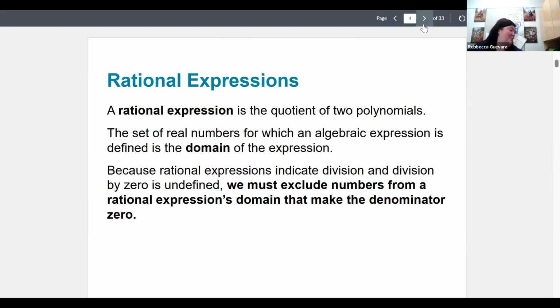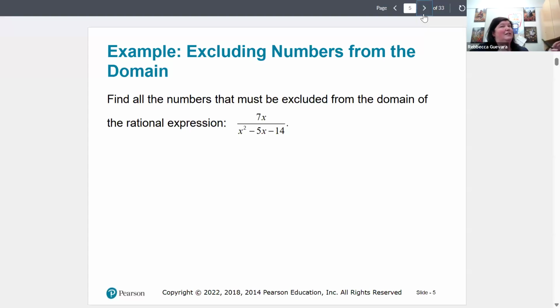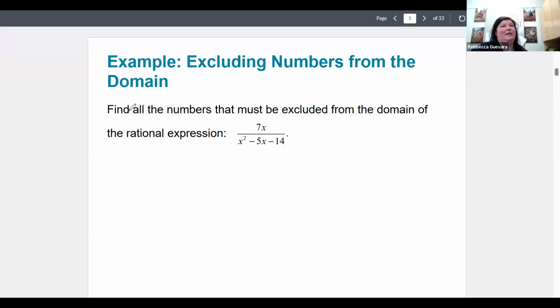Something to bear in mind, because when we talk about simplifying, the domains are causing an issue. So we want to find all numbers that must be excluded from the domain of this rational expression. Bear with me because I'm trying to go along with your book here. So we want the values that are excluded for the domain.